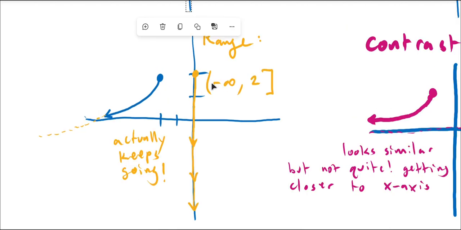Our range is somewhat more complicated. The reason is that we are required to see that this looks somewhat like a sideways parabola, and that it's not actually an asymptote. It's not hugging the x-axis. It may be getting shallower and shallower, but it actually is going to keep going. It's going to keep getting wider and wider.